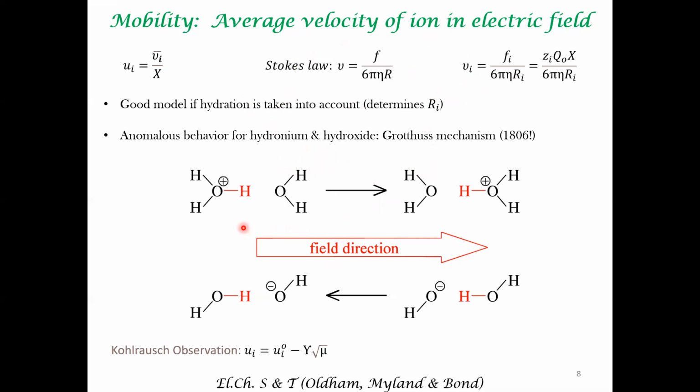So again, Kohlrausch did a lot of research in this area, and what he noticed was that in the limit of infinite dilution, the mobilities he measured were a constant, because there is no ion-ion interaction. But as the concentration increased, there was ion-ion interaction. So the mobility at different concentration has to be modified, taking into account the effect of concentration using ionic strength.